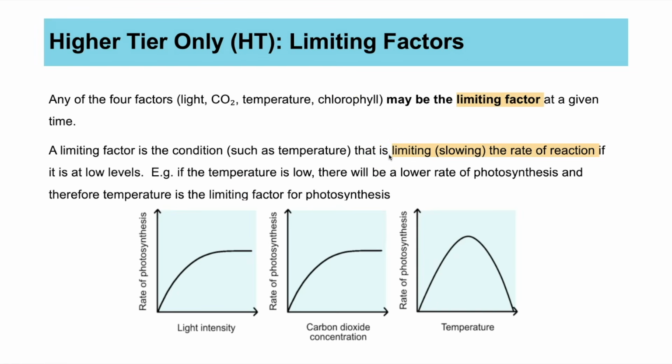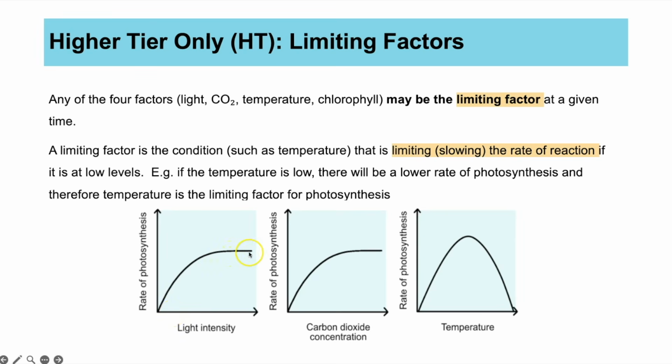And what we mean by limiting factor is what is currently limiting or slowing the rate of reaction. And the limiting factor on these 3 graphs is always where you have this directly proportional relationship, because as we increase the light intensity, the rate is increasing. So that means the light intensity is what is limiting it.